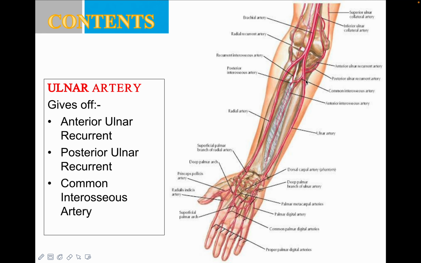The ulnar artery also gives various branches at the level of the cubital fossa. That is, two recurrent branches you see here, the anterior ulnar recurrent and the posterior ulnar recurrent. And it gives a common interosseous branch to the interosseous membrane. This common interosseous further divides into the anterior interosseous artery and the posterior interosseous artery. And the posterior interosseous finally gives the interosseous recurrent.